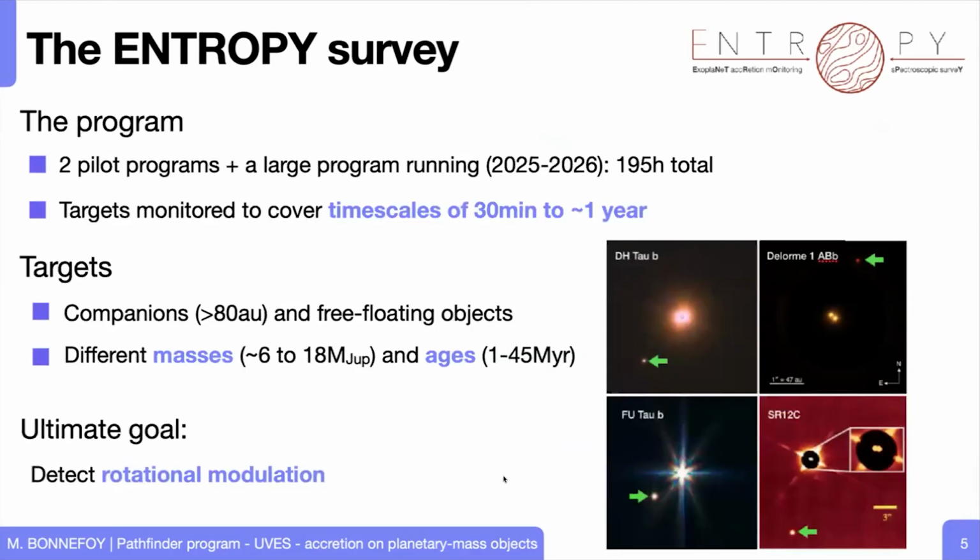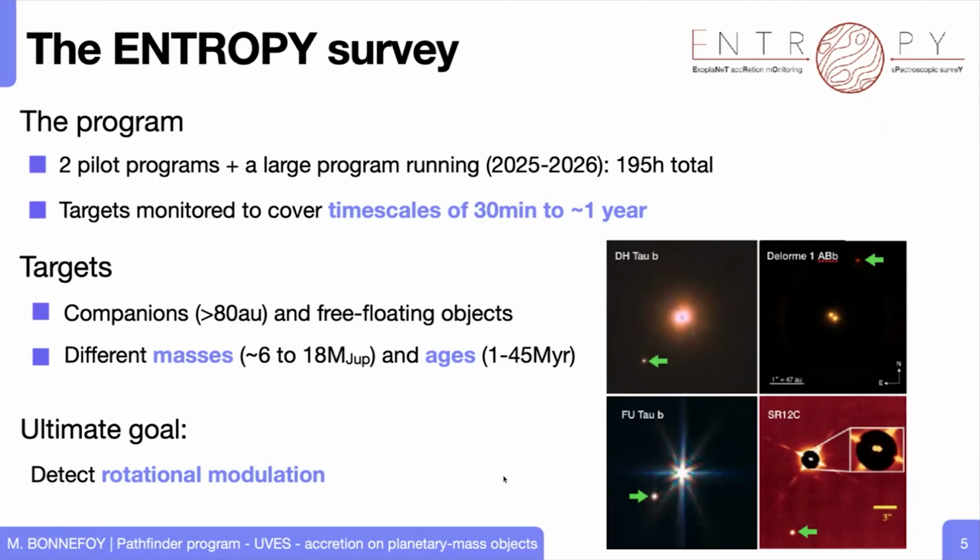We did that actually on many other objects now. We got awarded a large program on UVES of, in total, around 200 hours of telescope time. The goal of this program is to understand what the line profiles of these planetary mass objects are, whether they are bound or free-floating, and how they evolve for objects with different ages and different masses, and how they evolve in time?